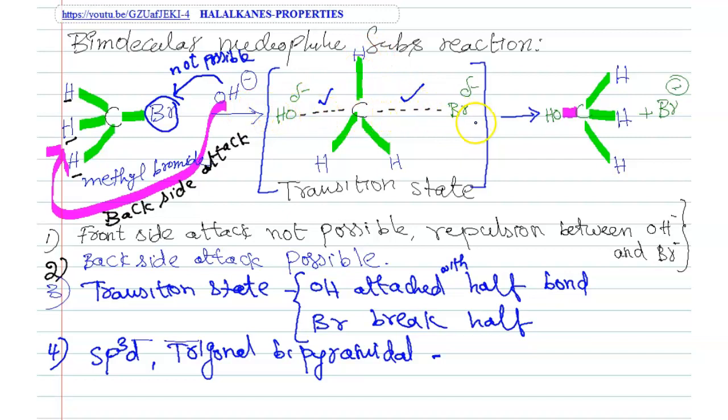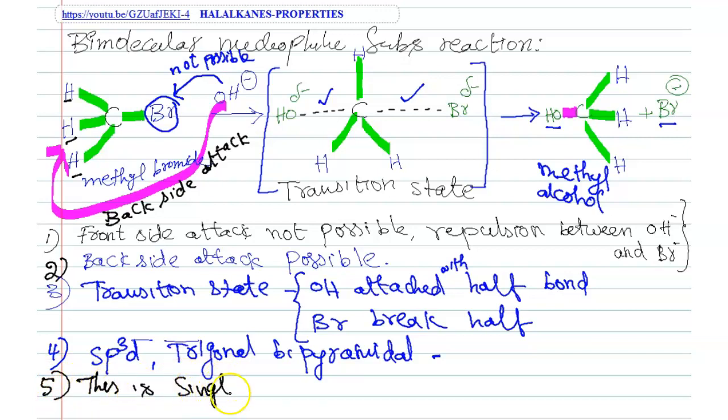Then finally Br is broken completely. Br goes out and OH is completely attached to the carbon. So then we get methyl alcohol. So here students, observe it. This is not multi-step. This is a single step reaction. Normally single step reactions are known as concerted reactions.